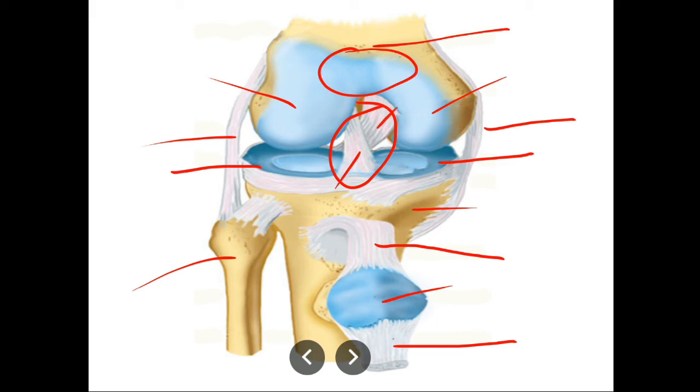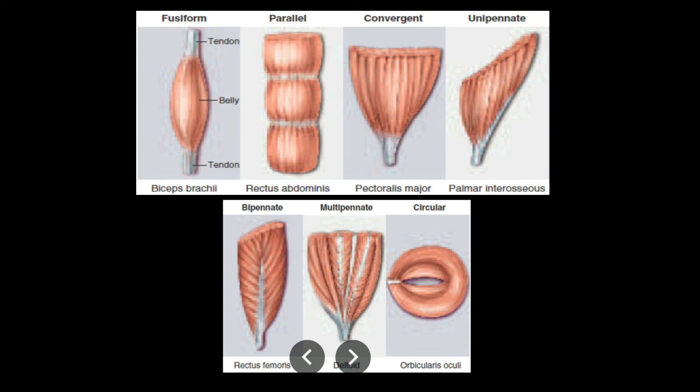So pay attention that this kind of picture comes with at least 10 labels you need to make sure that you are doing. Next we have here different kinds of muscle fibers and the shape and their name. This you need to remember. It may come for labeling too, or simply as a question, and you need to give the example, for example fusiform, what kind of muscle, parallel, what kind of muscle, convergent, what kind of muscle, unipinnate and bipinnate, multipinnate, and the circular. The respective examples need to be remembered.